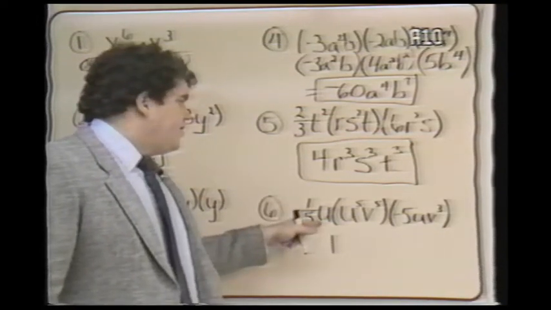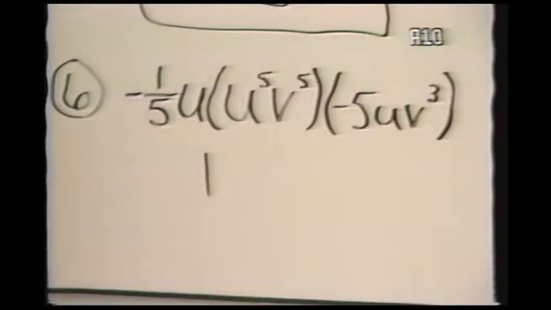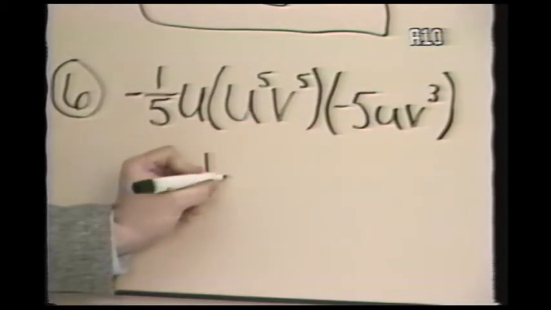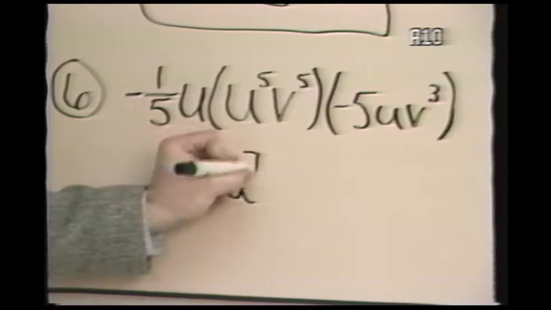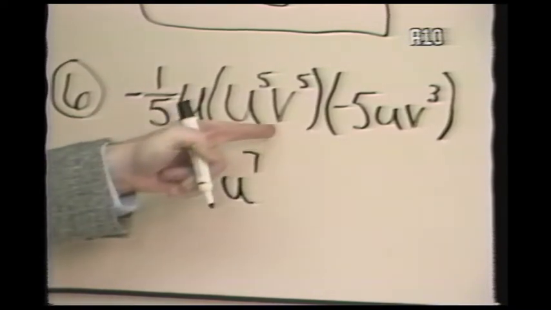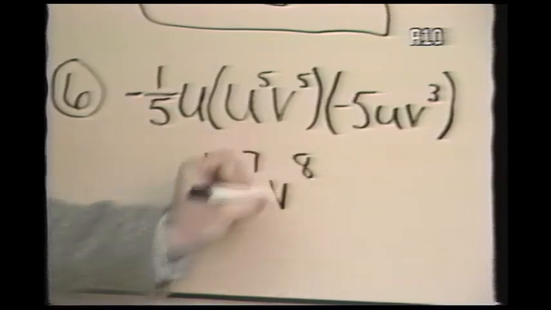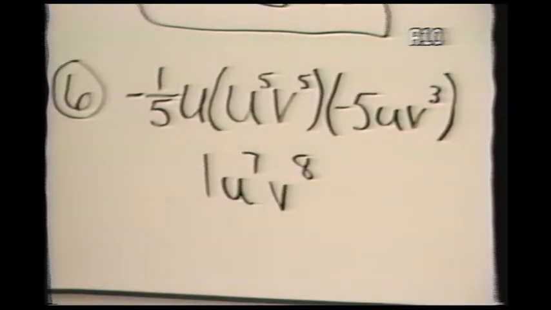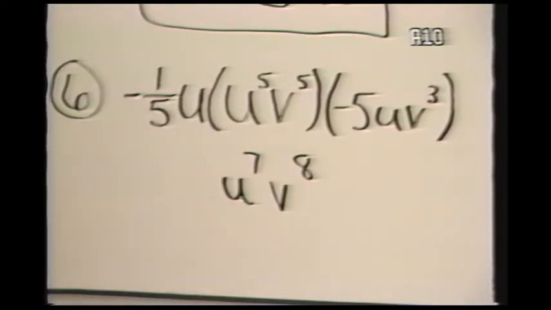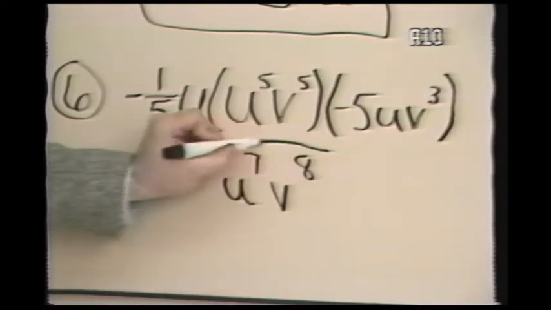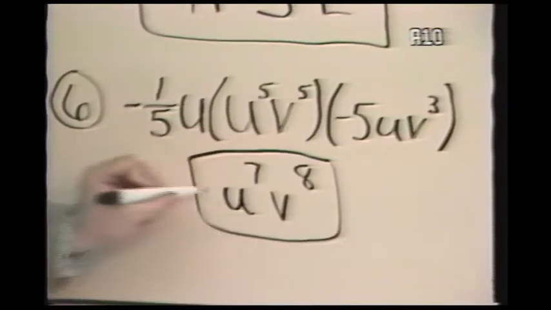The u's, we have u times u to the 5th, that is u to the 6th power, times u again, that is u to the 7th power. V's, we have v to the 5th times v cubed, and that is v to the 8th power. My answer, 1u to the 7th, v to the 8th, and that's the same as u to the 7th, v to the 8th. There we have it.